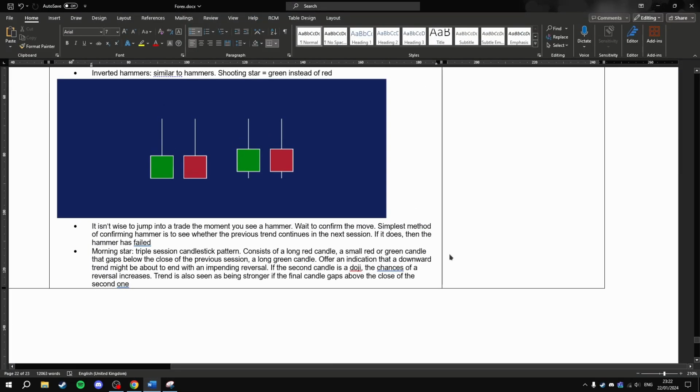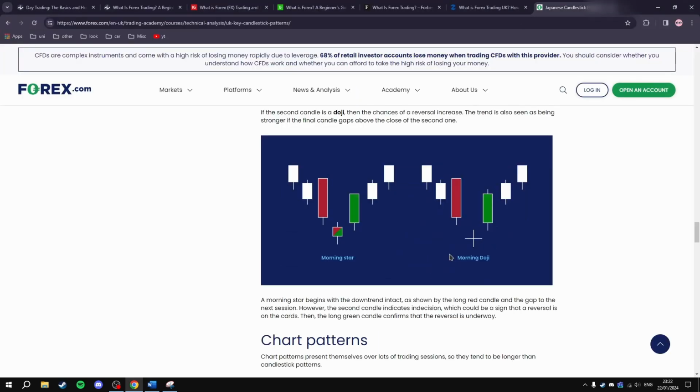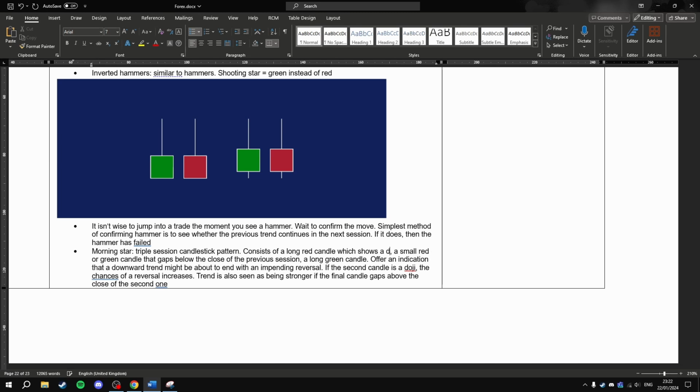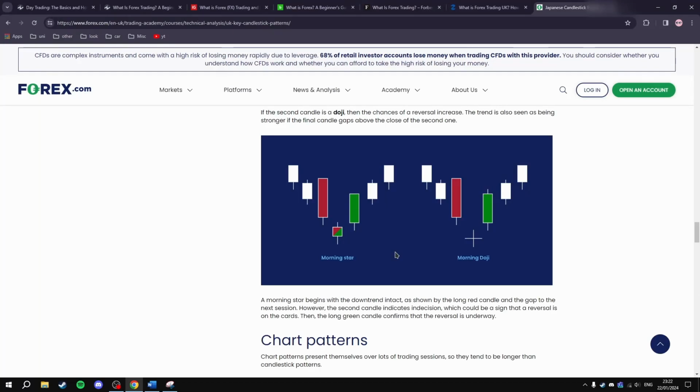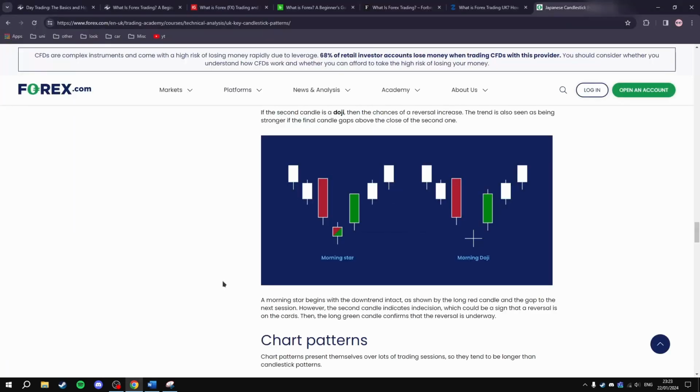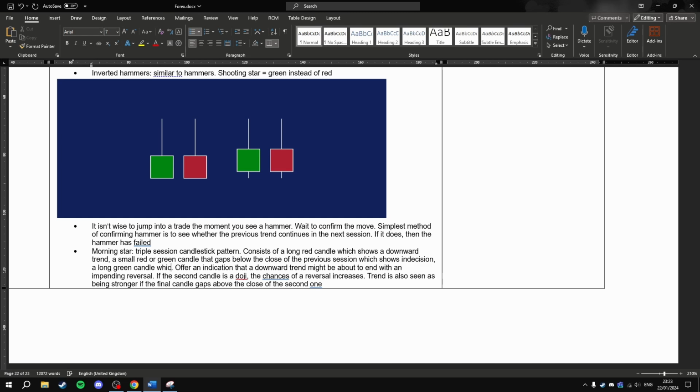Long red candle, so downward trend. Which shows indecision. Reversal, which shows a reversal.